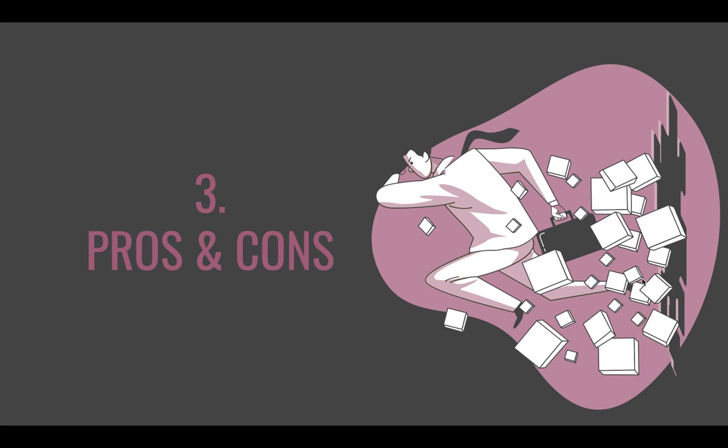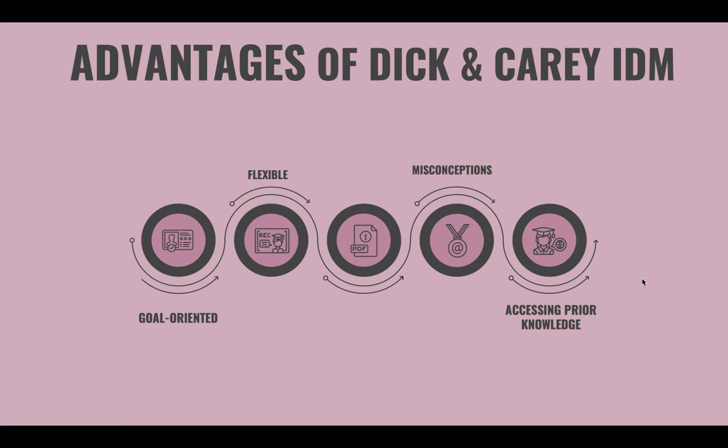All right. So next up are the pros and cons. On the pros and cons side, I'll talk about the advantages of the Dick and Carey model. So advantages, one, it's goal oriented. All the components work together toward this defined goal. It's flexible. You can use this in math, English, science, social studies, chemistry, religion, all those different things.